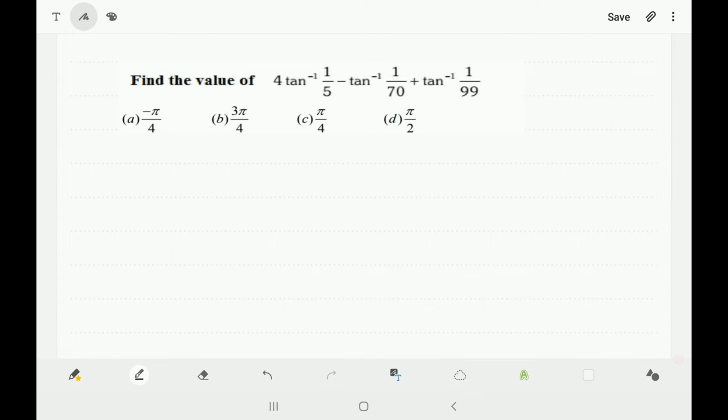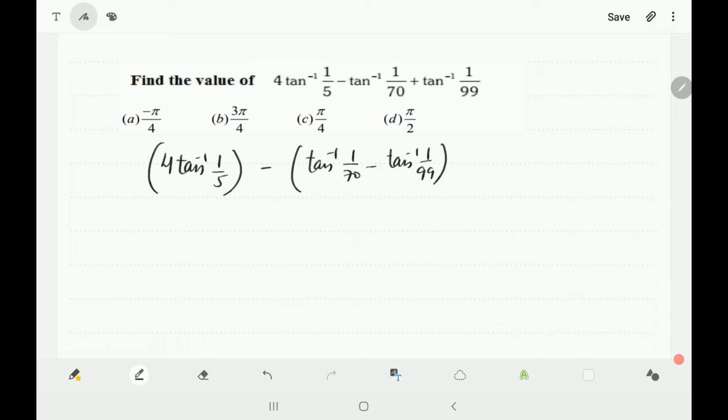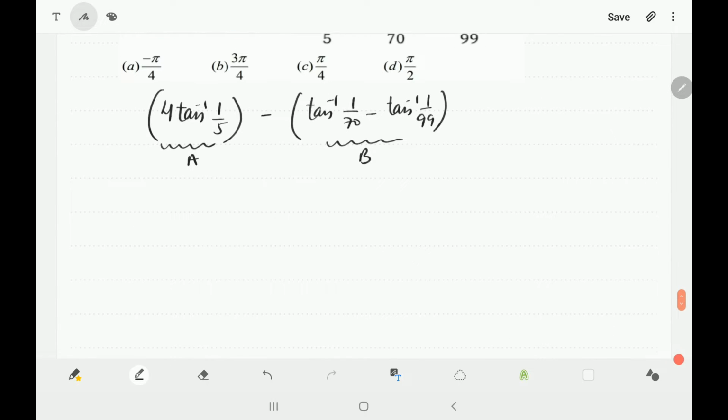In this problem we have to find the value of 4 tan inverse 1 by 5 minus tan inverse 1 by 70 plus tan inverse 1 by 99. So I can write this term as 4 tan inverse 1 by 5, minus of tan inverse of 1 by 70 minus tan inverse of 1 by 99. Okay, so what we'll do is, we'll consider this term as a and we'll consider this term as b, and we will finally calculate a and b in terms of tan inverse, and we will then find a minus b.